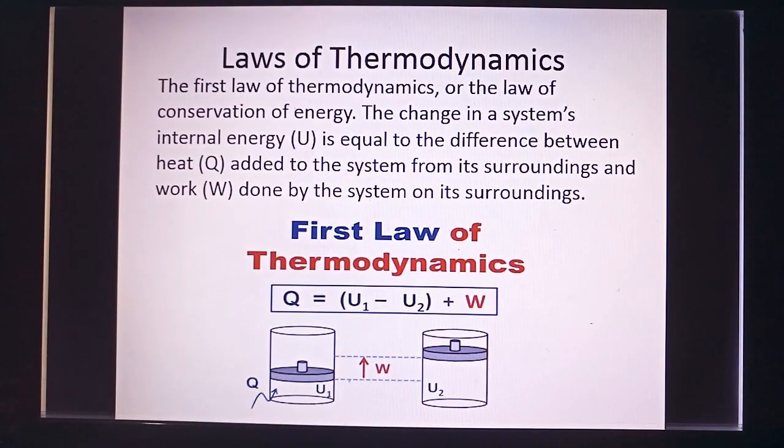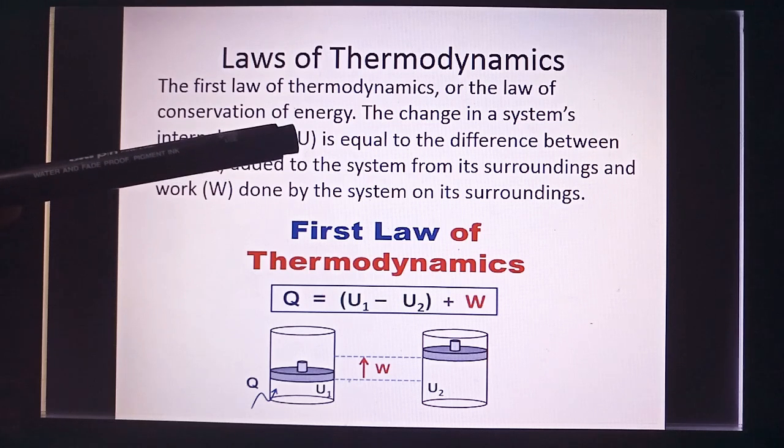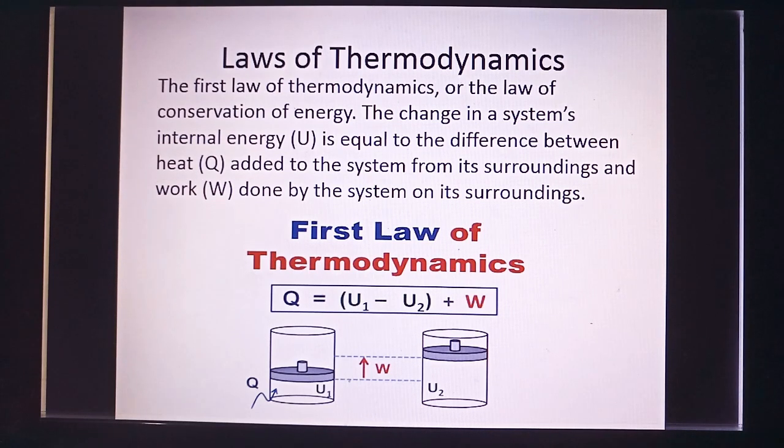Now the laws of thermodynamics comprise 4 laws. First, we have the first law of thermodynamics, or the law of conservation of energy. The change in a system's internal energy, which we designate as U, is equal to the difference between heat, which we denote as Q, added to the system from its surroundings, and work done by the system on its surroundings.